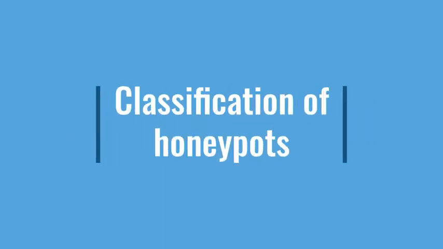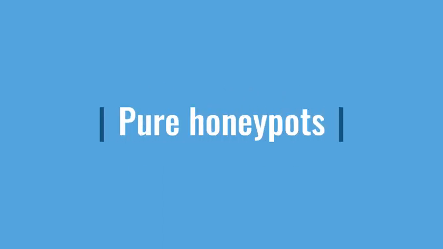Similar to intrusion detection and prevention systems, we can classify honeypots into 3 main categories: pure honeypots, high interaction honeypots, and low interaction honeypots. And over the next few slides we'll take a look at each of those different categories and what they involve. Pure honeypots are full-fledged production systems.